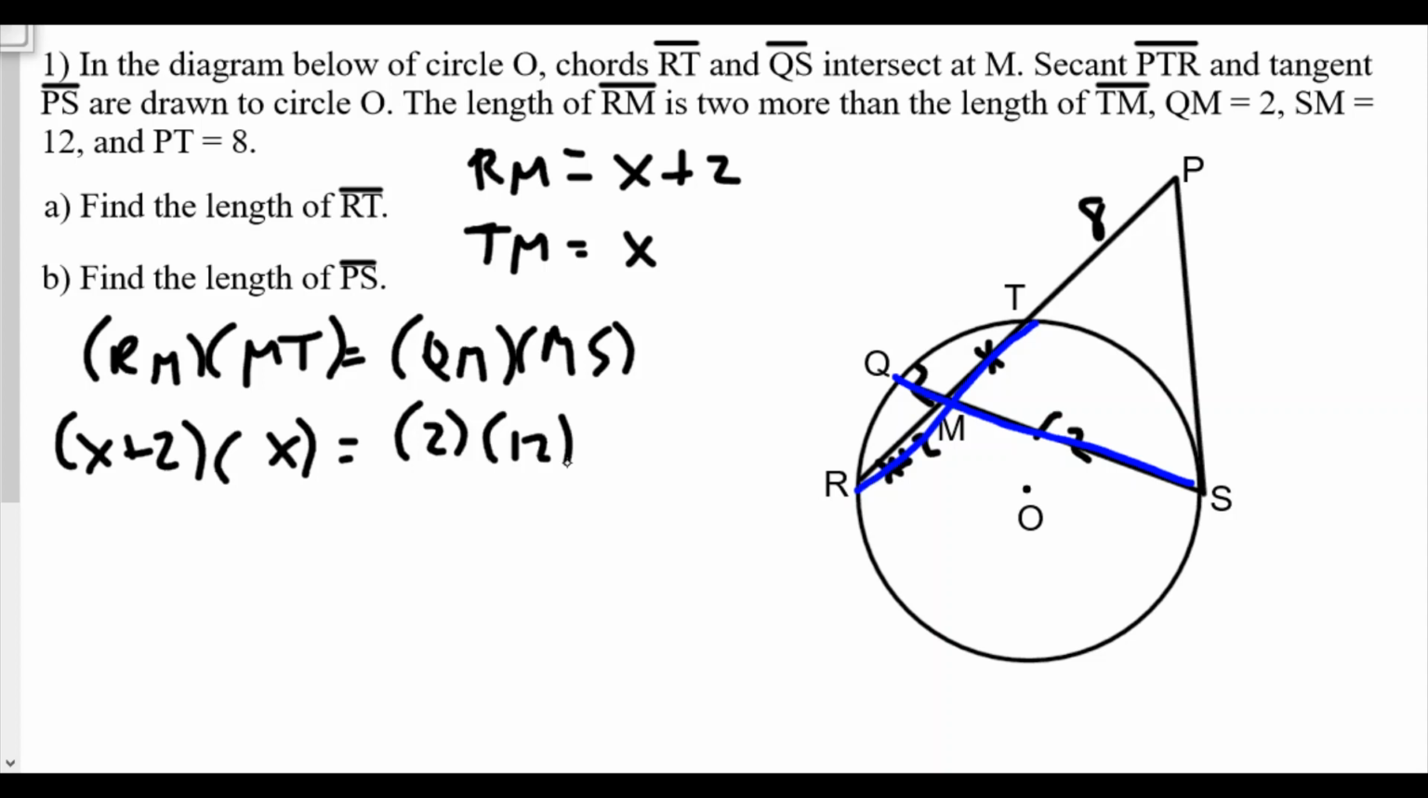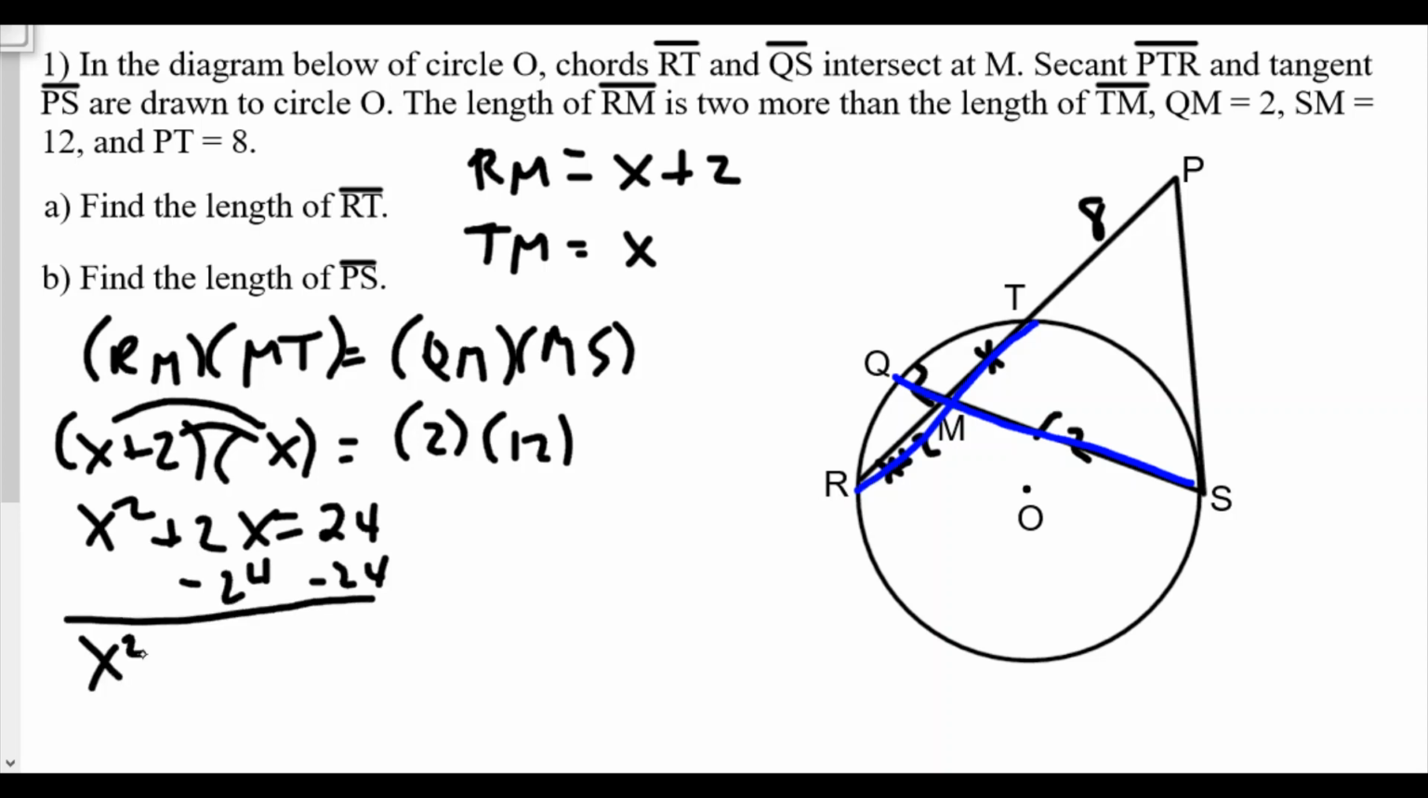So here we multiply this out, and we get x squared plus 2x equals 24. This is a quadratic equation. With quadratic equations, whether factorable or not, I usually like to set them equal to 0. So we subtract 24 from both sides. Sorry, x squared plus 2x minus 24 equals 0. Sorry about that.